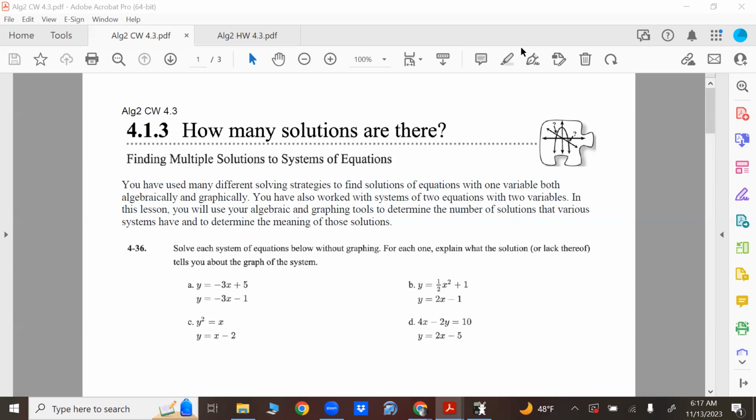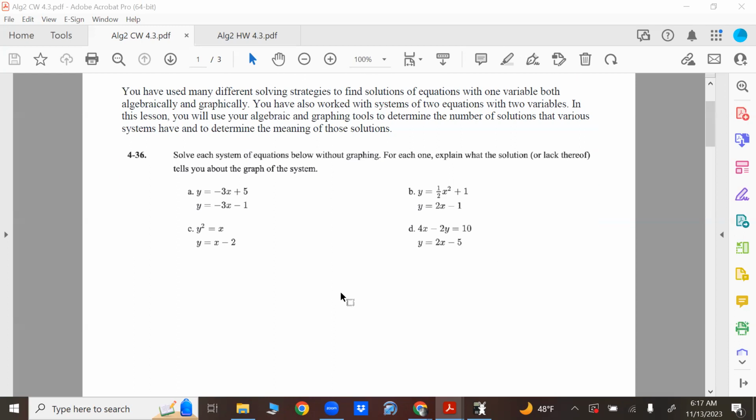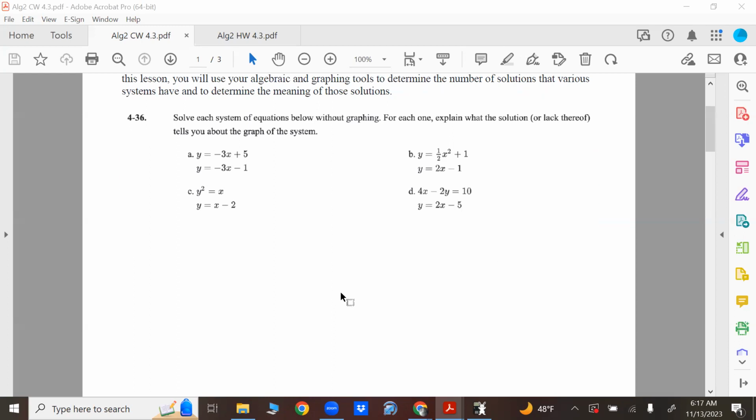So let's look at the first question. Solve each system below without graphing, and for each one explain what the solution or lack thereof tells you about the graph of the system. I'm going to do these algebraically, and then put these into Desmos or the graphing calculator, so you can see how the solution would look. Right off the bat, I know that the answer for A is no solution, but let's actually go through the process.